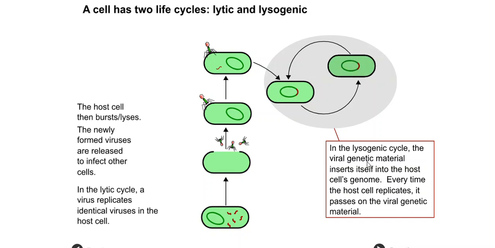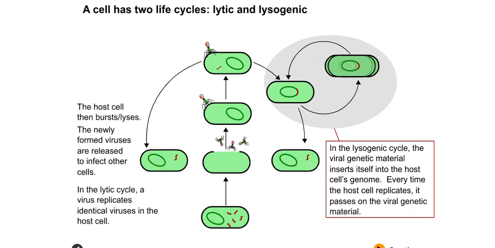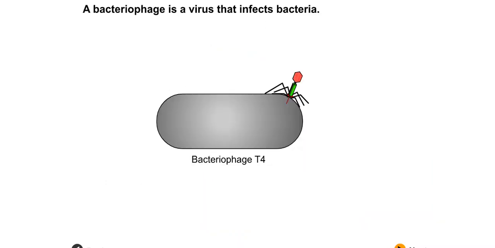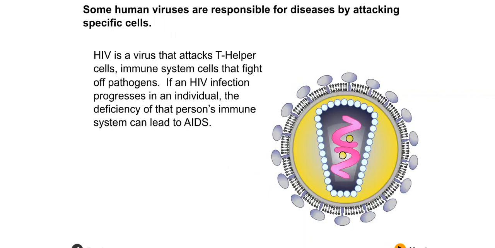So the lysogenic cycle starts, the viral genetic material inserts itself into the host cell genome. Every time the host cell replicates, the viral genetic material is replicated with it, and it is ready to pass to other cells. The cycle continues. A bacteriophage is a virus that infects bacteria. You can see the bacteriophage T4 virus.